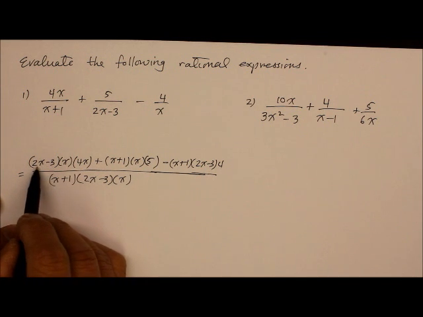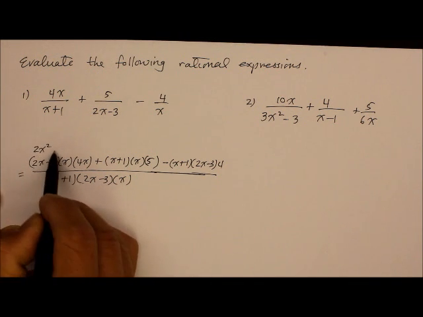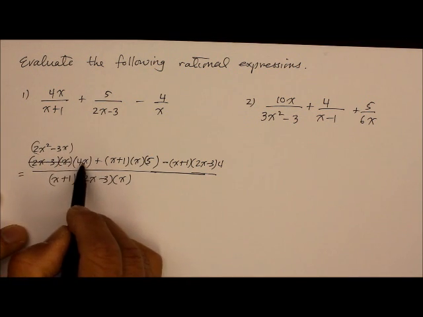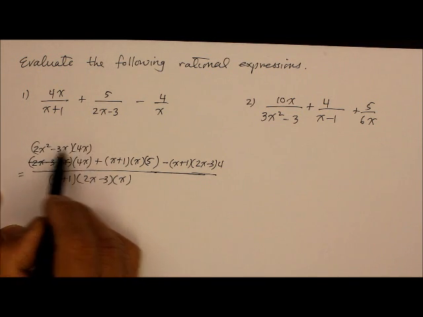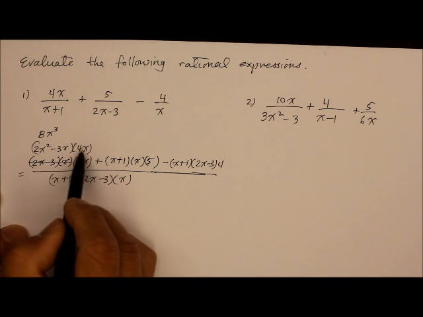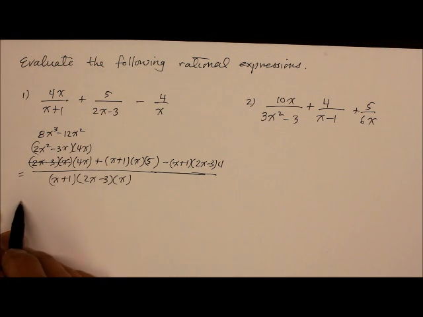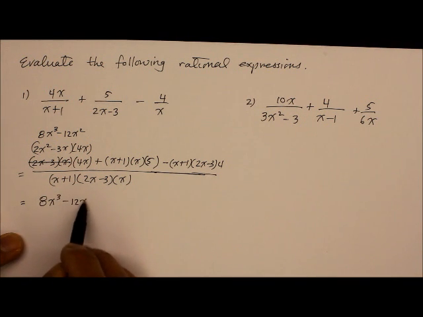So in this case, let's do this over here first. 2x minus 3 times x, you know it's going to become 2x squared minus 3x. Times that with the remaining 4x. Do another distributive property, you know it's going to be 8x cubed. And then if you do it to the second term, that's going to become minus 12x squared. So now let's write that over here. So we get 8x cubed minus 12x squared.